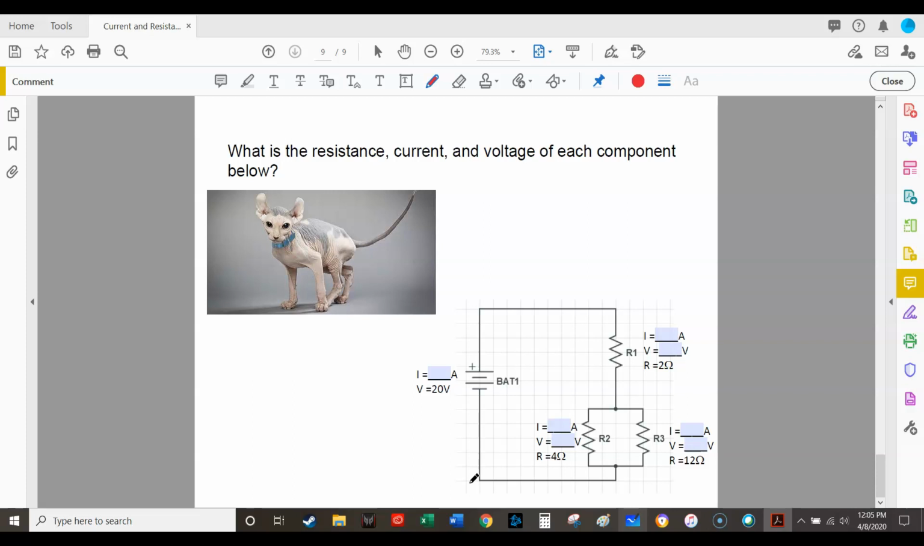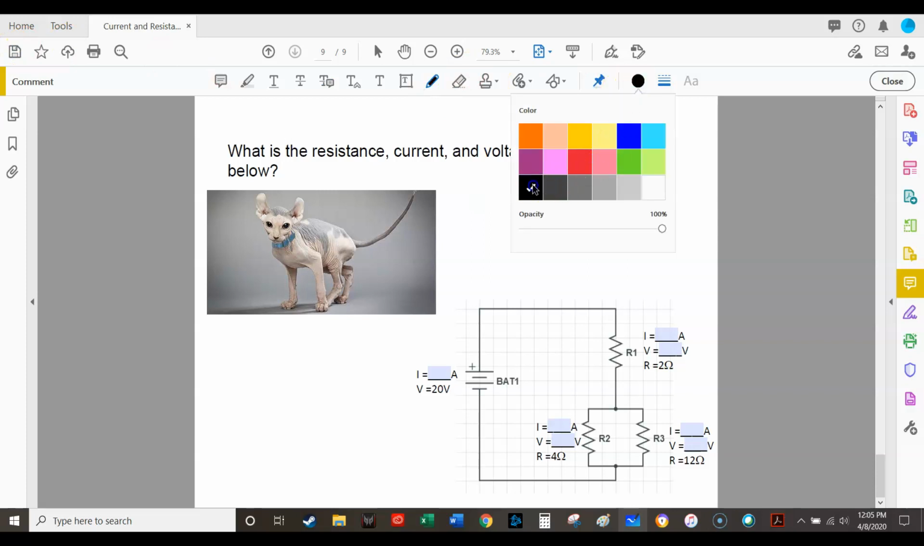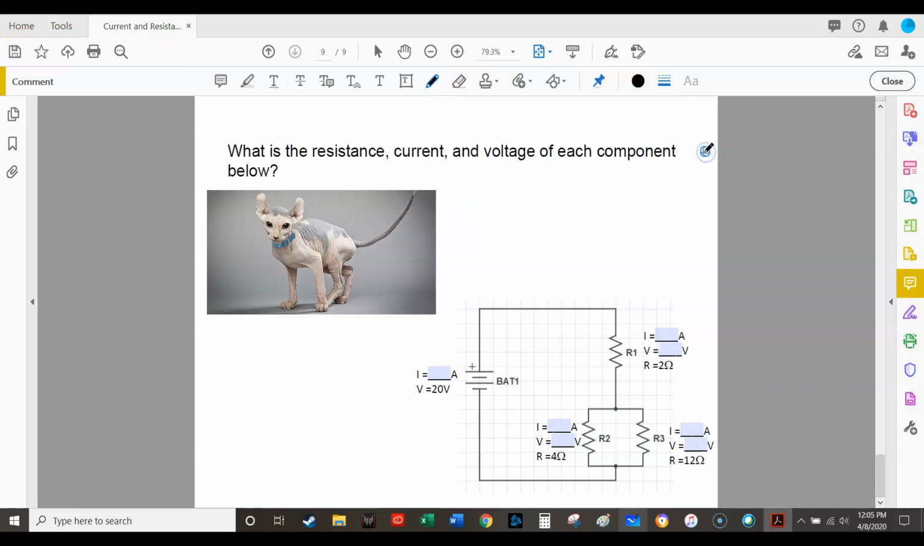Okay, we're back. Let's go ahead and do it. We know this is 20 volts. That means this entire thing is consuming 20 volts. We have this right here, which is R1, 2 ohms. So I'm going to start off by redrawing this. I want to go ahead and make this as easy as I possibly can.